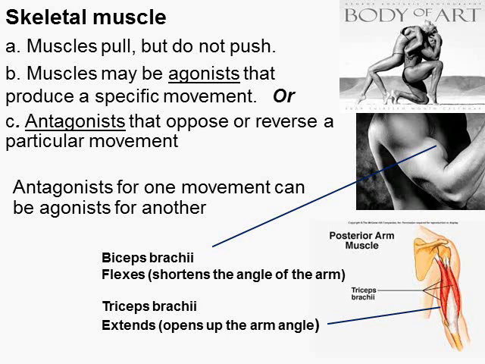Muscles tend to be agonists, and that means they produce a specific action or movement. And often they are also antagonists, and so they're going to oppose or reverse the action of another muscle. And we see this throughout the body. One example is the biceps brachii. It's going to flex, which shortens the angle of the arm. And on the other side of the arm is its antagonist, the triceps brachii, that's going to extend or work against the biceps in that action.